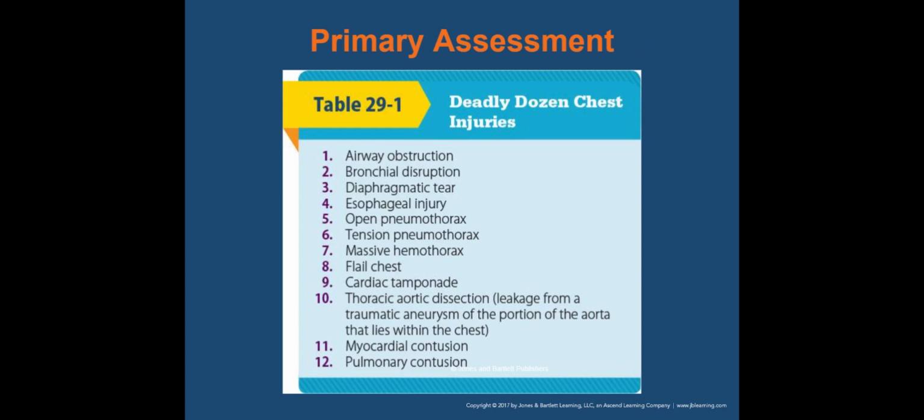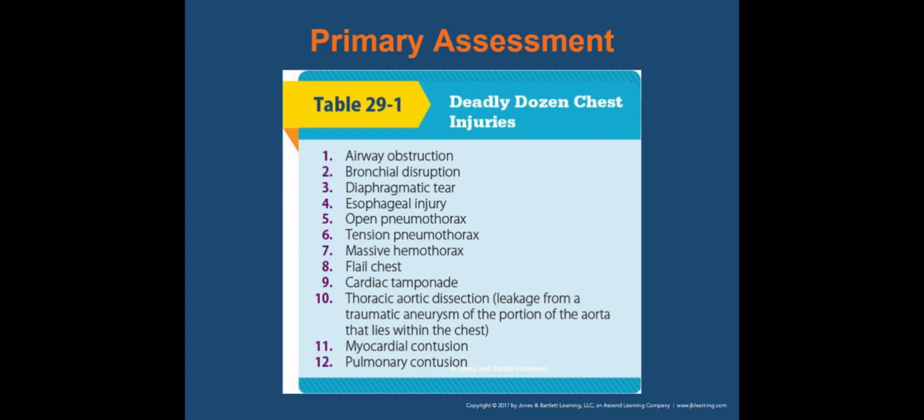And of course, our deadly dozen chest injuries: airway obstruction, bronchial disruption, diaphragmatic tears. We've talked about those previously. Esophageal injuries are basically tearing that causes profuse bleeding within the internal part of the thoracic cavity. Open pneumothorax and tension pneumothorax we discussed in the respiratory component. Massive hemothorax we also discussed. Flail chest we will cover again. Cardiac tamponade is new for this section. The thoracic aortic dissection we talked a little bit about from the medical perspective. From the trauma perspective, it's usually a little more dramatic.